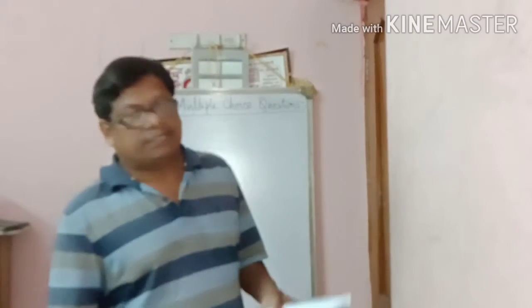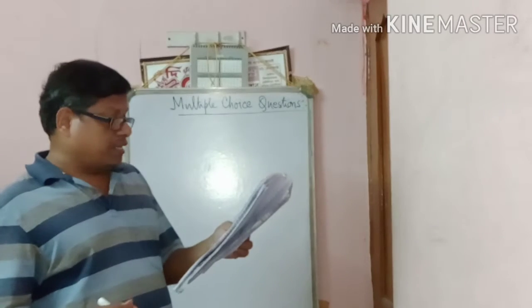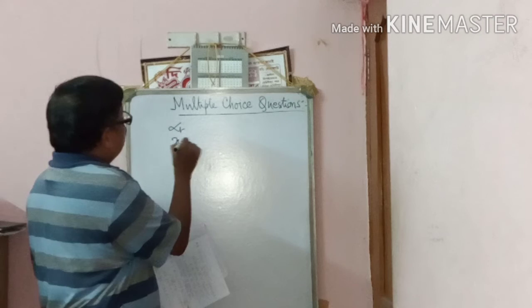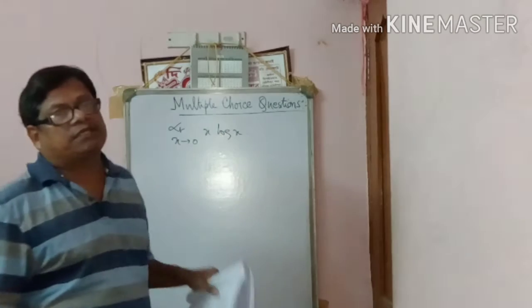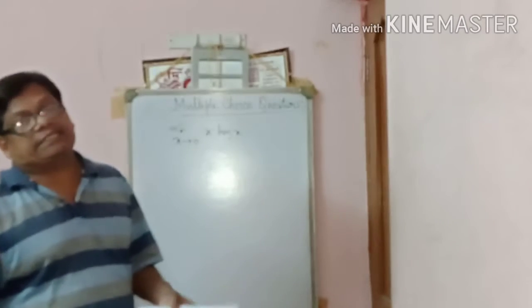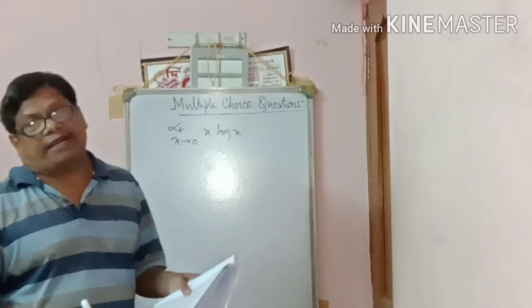First mock test. A few answers I will discuss now. Okay, now see question number one. Look at here. Suppose limit x tends to 0, x log x. How to solve? The options are 1, 0, 2 and half.